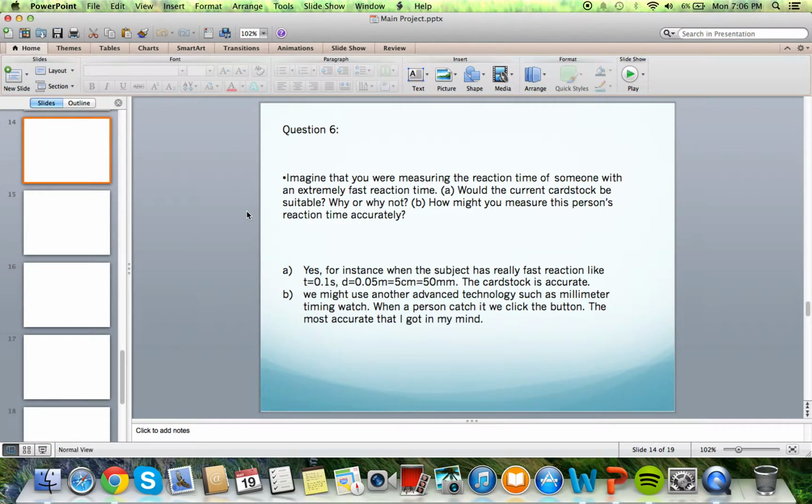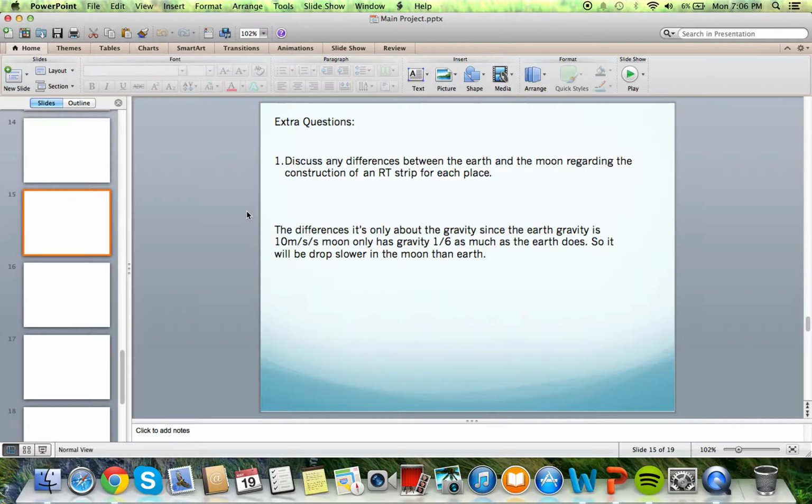And imagine that you were measuring reaction time of someone with an extremely fast reaction. Will the current card stock be suitable? Of course, for instance, if t is 0.1 second, the distance is only about 5 centimeters. So basically, the card stock will be suitable. And then we might use another device such as a millisecond timing watch. When a person catches it, we click the button. I think it's the most accurate thing that I have in my mind.